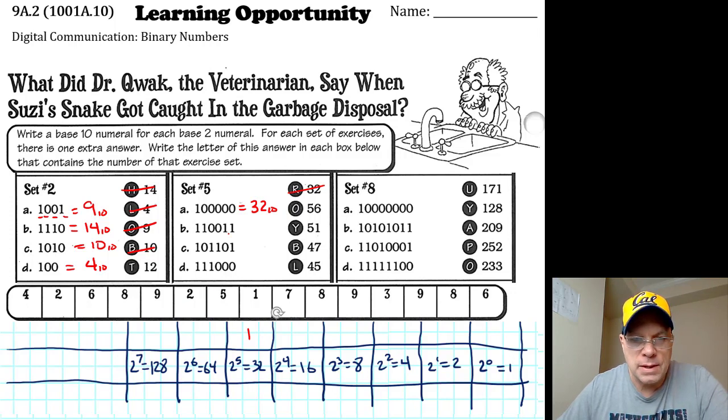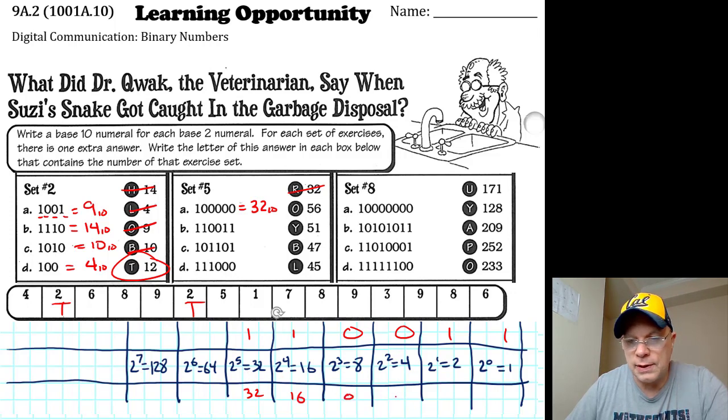I'm not gonna worry too much about this one. There's still a 1 in the 32's place, but there's also a 1 in the 16's place. And then 0 8's, 0 4's, but there is a 2 and a 1. So I have 32 and 16 and 0 and 0 and 2 and 1. Well, this is 48 plus 2 more is 50 plus 1 is 51 in base 10.